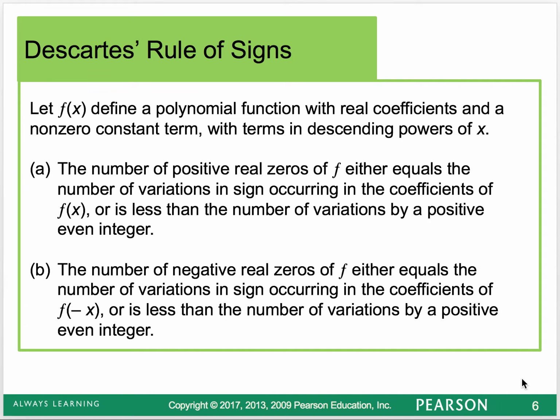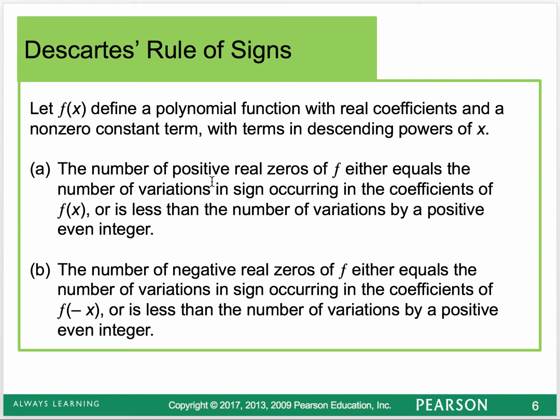Okay, so in addition to that, we have Descartes' rule of signs. Some of you may have heard of Rene Descartes before. He's a famous mathematician. If you take some philosophy classes, you may also hear about him. But we can read this. It's pretty crazy and hard to understand unless someone tells you what it is.